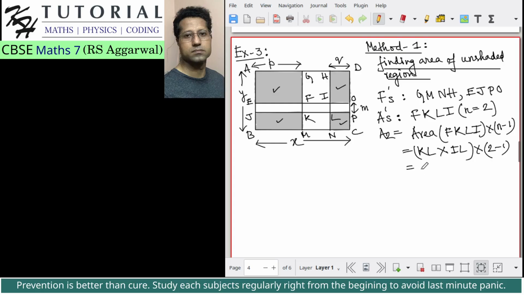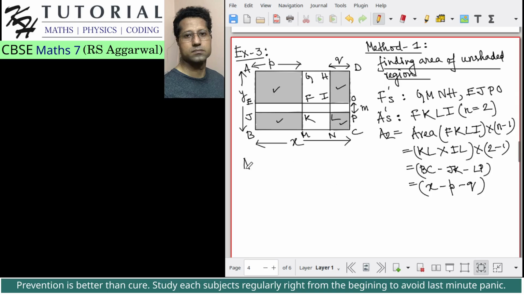So KL will be BC minus JK minus LP, and 2 minus 1 is 1. Okay, now what is BC? BC is X, and what is JK? JK is P, and what is LP? LP is Q. So this is (X minus P minus Q) into (Q minus X minus P minus Q). This is A2.